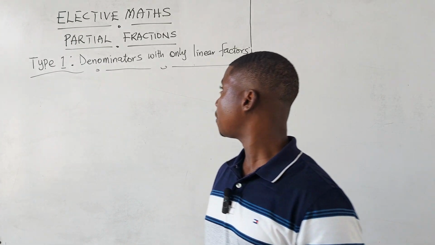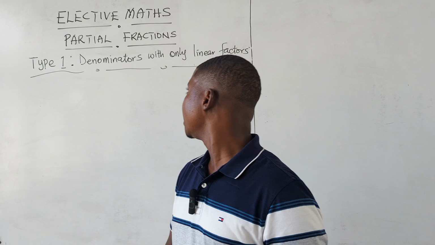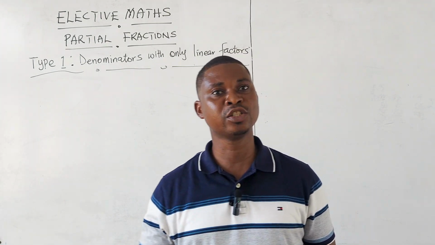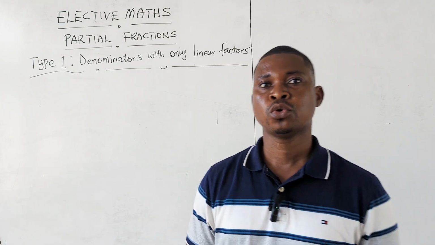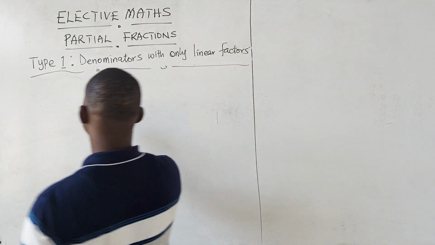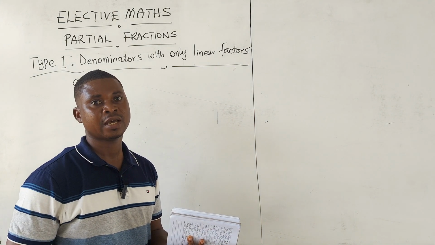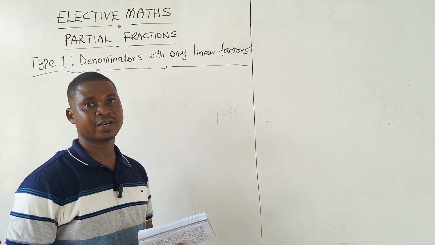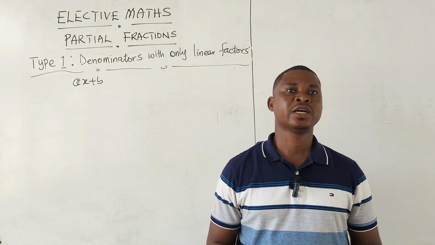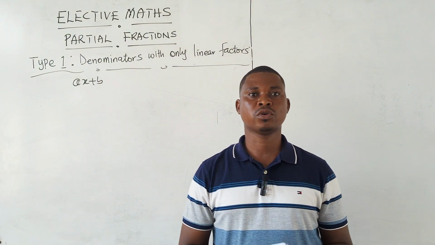Today we are going to consider partial fractions of type 1, that's denominators with only linear factors. And this can only happen when the denominator can be factorized into two or more factors that can be expressed in the form ax plus b. And ax plus b, as I said earlier, is a linear factor. And with linear factors, the numerators will be constant.